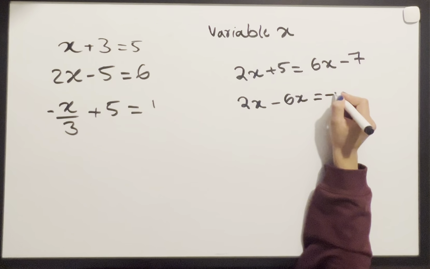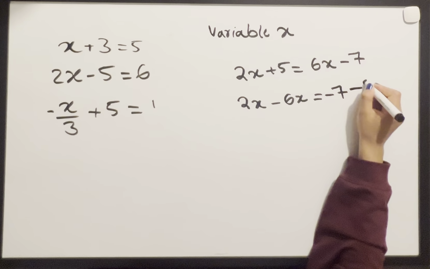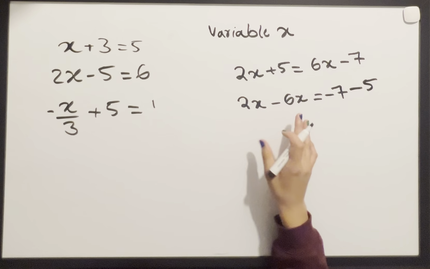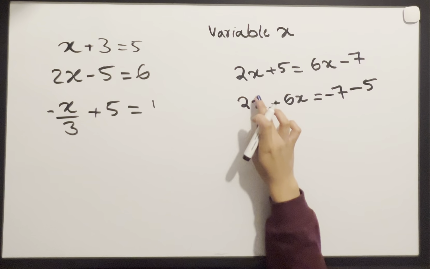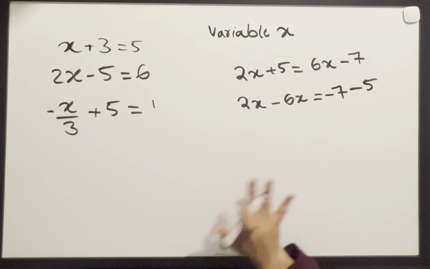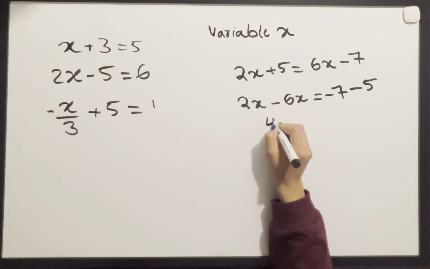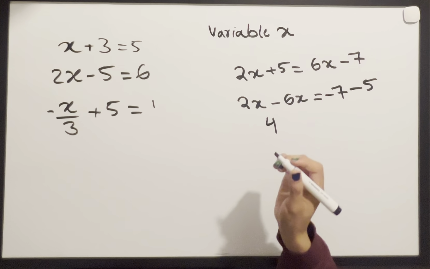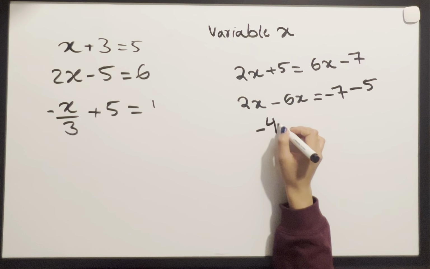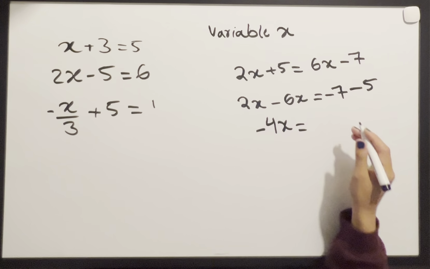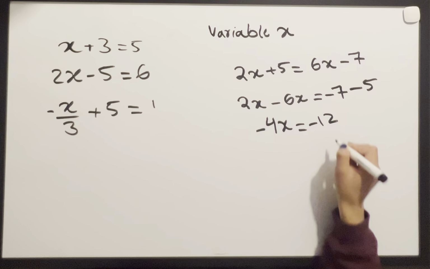again, I have negative 7, and then I'm bringing that plus 5 over here, which means it has to become negative 5. And then 2x minus 6x, because they have the same power, I can just combine them. 6 minus 2 is 4, but because 6 is the bigger number, it should be negative, so negative 4x equals negative 7 and negative 5. It gives us negative 12.